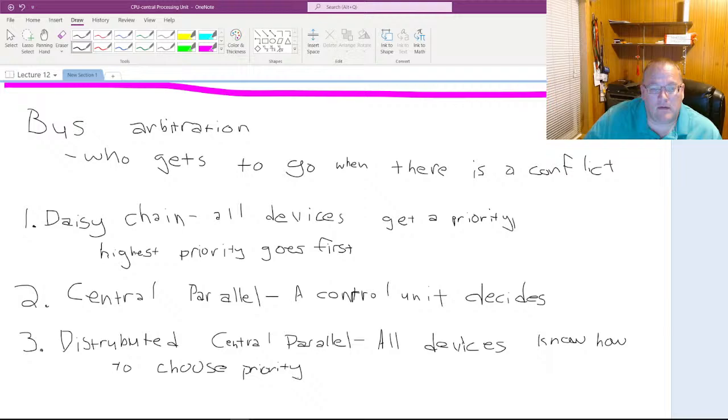So instead of the central control unit knowing how to decide who's going to go, this is different from daisy chain because the priorities can change. And that's where it's important. You're not always going to be first. The English isn't always first. The French isn't always first. So maybe in a distributed parallel or a central parallel, it says, okay, well, English or French had the bus most recently, so English gets it this time, and they get it only for a certain time chunk. So they don't get to monopolize it.